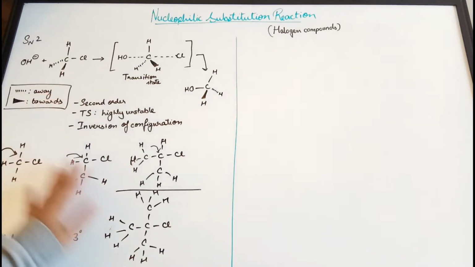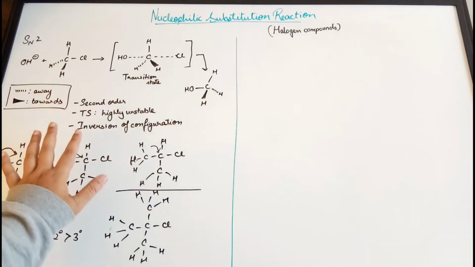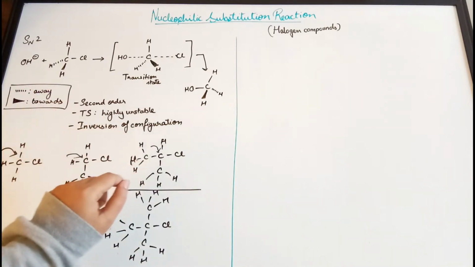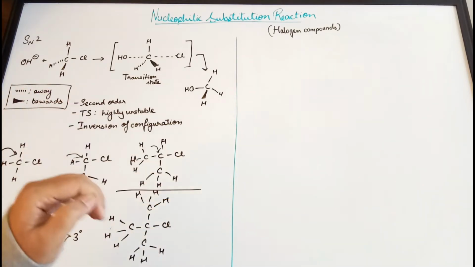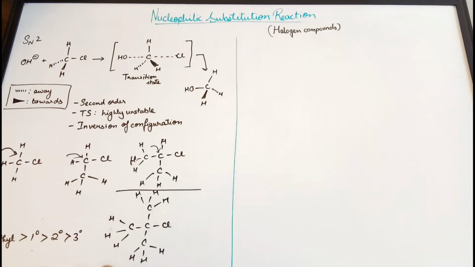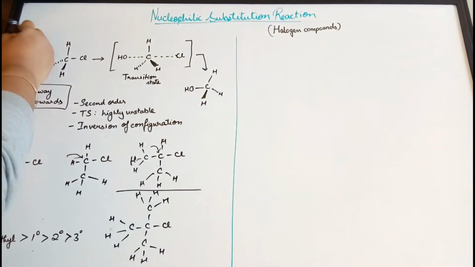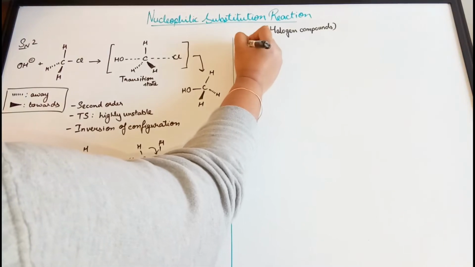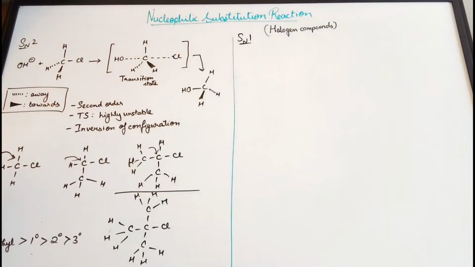And during this reaction, the inversion of configuration takes place. Now remember these words, inversion of configuration. We will talk about that in the next part of the video. Next, for tertiary, it's quite obvious that it cannot undergo the SN2 mechanism. So there has to be some way it undergoes the nucleophilic substitution reaction, right? And that is going to be through the process of an SN1 mechanism.